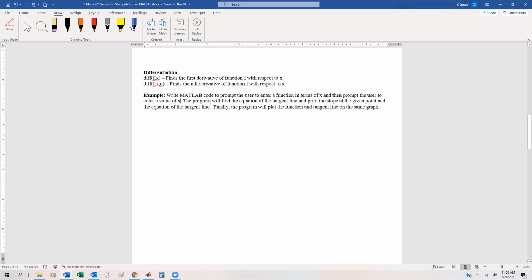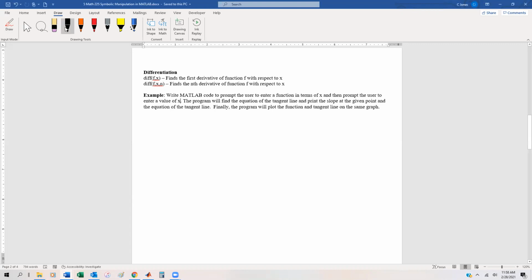and we're going to prompt the user to enter a value for x. All right. Program's going to find the equation of the tangent line at that point, and then what it's also going to do is it's going to print the slope and print at the given point, and then the equation of the tangent line. And then finally, it's going to plot the function and the tangent line. So it sounds like a lot of stuff going on there. It's actually going to be a really short code for this.